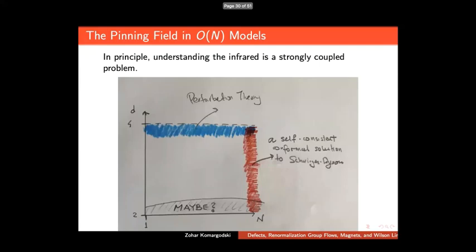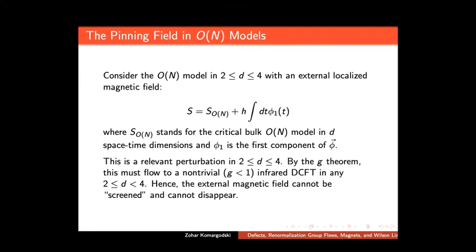Strictly less than 2 and strictly less than 4 or equal. Probably I should put strictly above 2, but it could be 4. For small values of n, what I'm saying is true even in 2 dimensions. So the picture is that you have any spin system that flows to the Wilson-Fisher fixed point, and you put an external magnetic field on a few lattice sites.